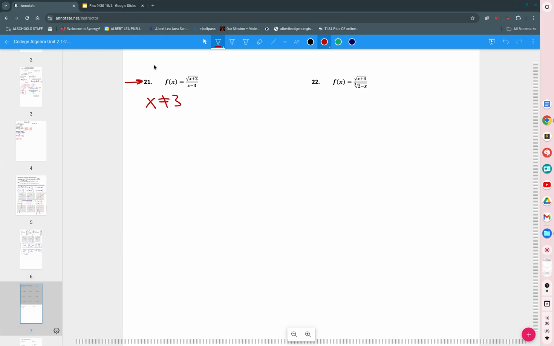We also want to look at the top. Can you take the square root of any number? No. What kind of numbers can't you take the square root of? Negative numbers. So therefore, the top, we say x plus 2 must be greater than or equal to 0. As we subtract 2, we get x is greater than or equal to -2. Now, these two statements contradict one another.